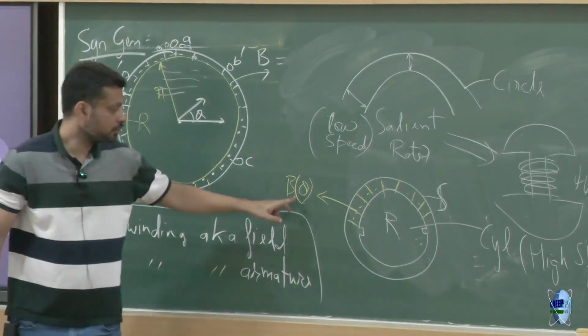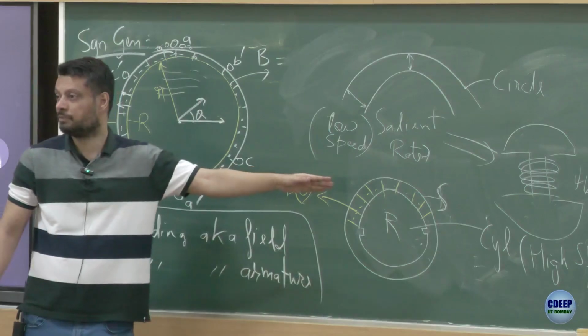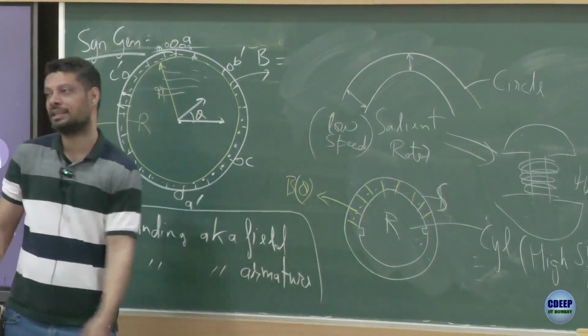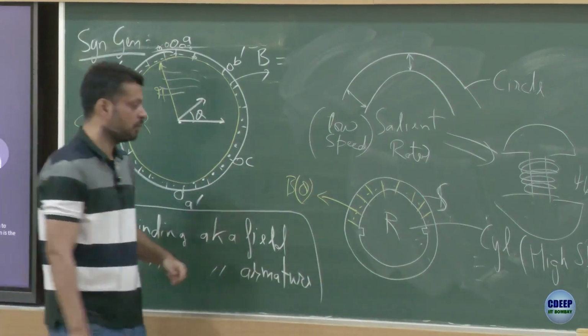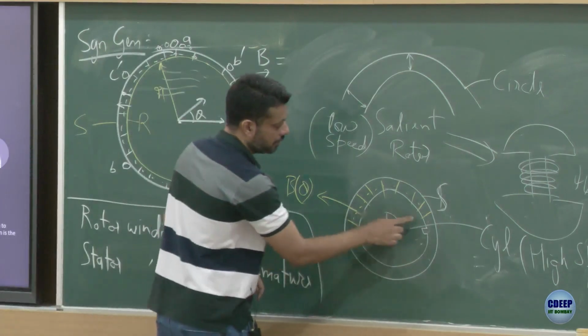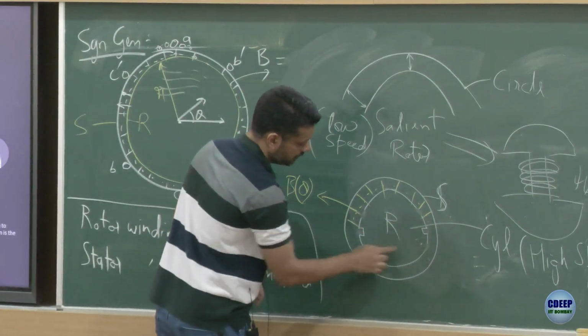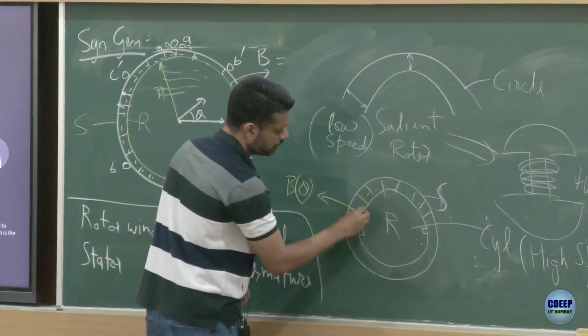So you will get actually B theta as a constant in the upper half and B theta constant in the negative half. So you do one more thing, you make 4 more slots, okay.